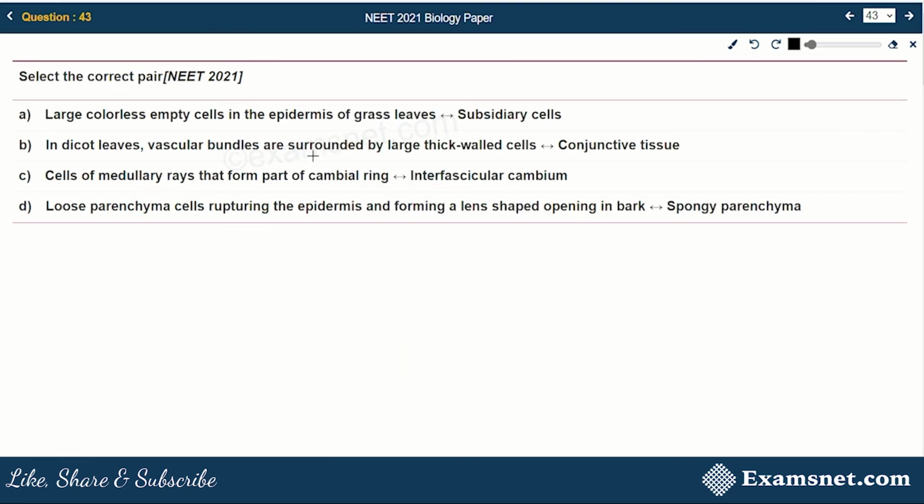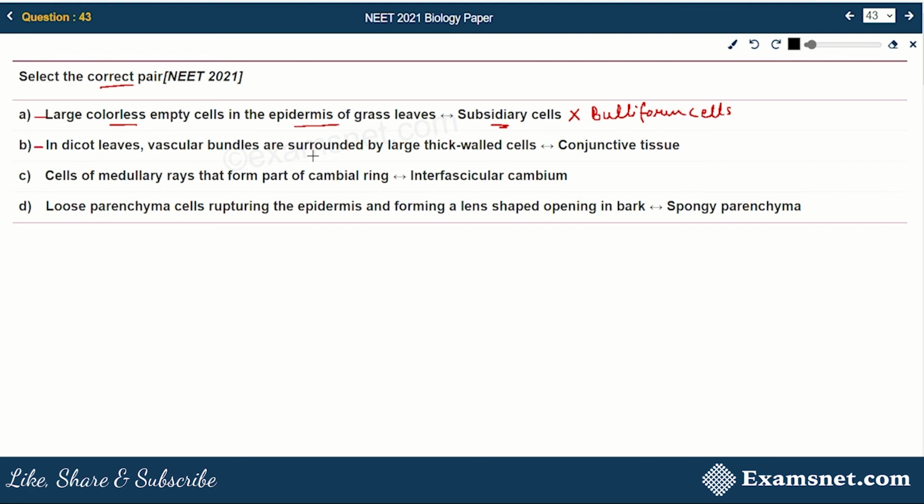Question number 43 is from the chapter Anatomy of Flowering Plants, class 11, and the question is, select the correct pair. Option A, large colorless empty cells in the epidermis of grass leaves are subsidiary cells. So this is wrong because these are not subsidiary cells. These are known as bulliform cells. Okay. So option A is incorrect.